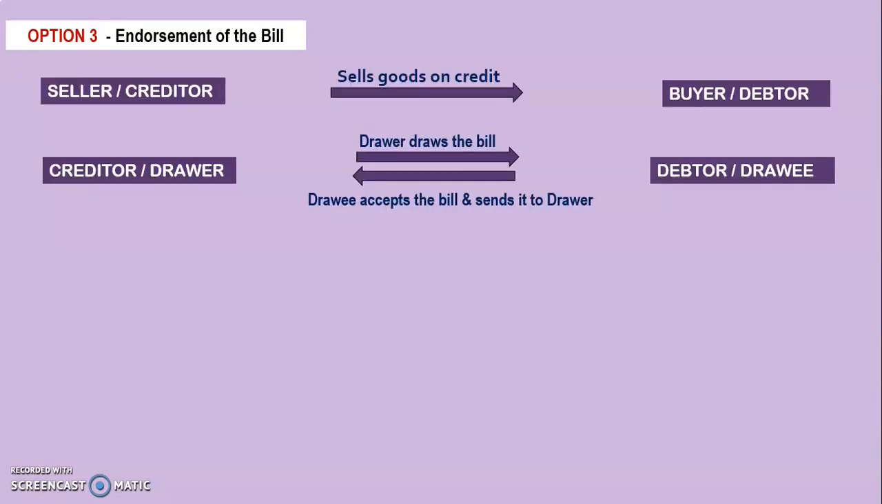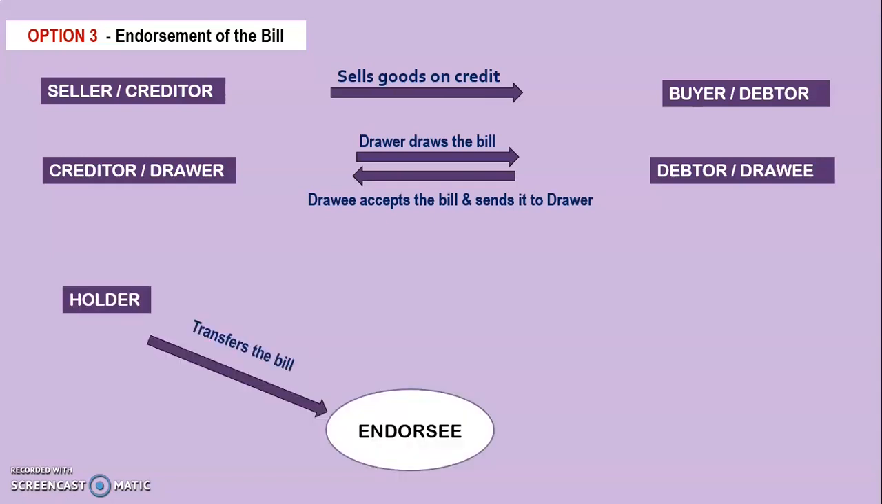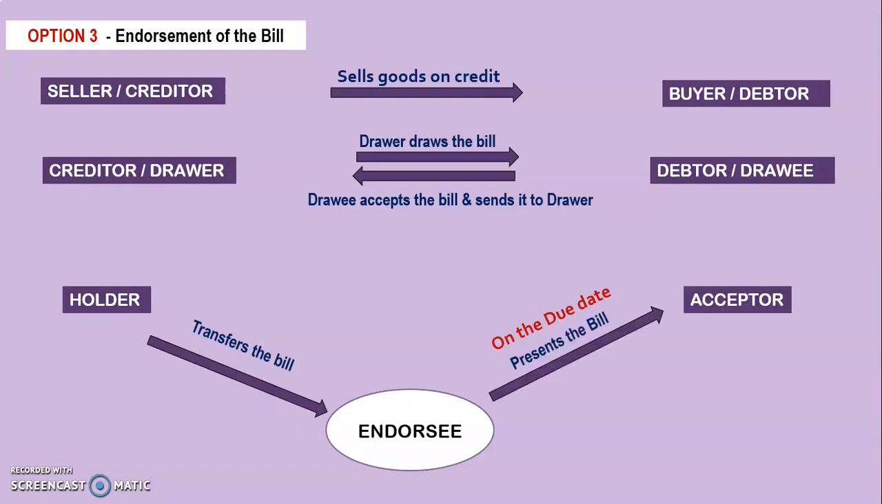And the drawer has a third option, that is endorsement of the bill. A bill of exchange is a negotiable instrument and it can be transferred from one person to another. So when the drawer receives the bill from the drawee, the drawer can transfer the bill to his creditor to settle his account. The drawer or the holder of the bill who transfers the bill is called the endorser, and the person to whom the bill is transferred is the endorsee. Then on the due date, the endorsee presents the bill to the drawee or the acceptor, and the drawee pays the amount of the bill to the endorsee.